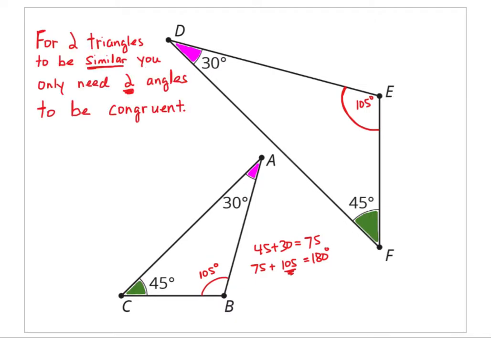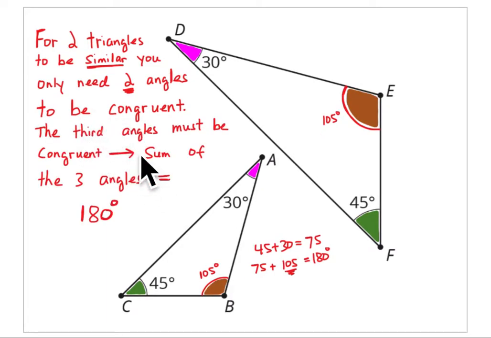And if I rotate them around, first of all, this has to be 105 degrees. So if this is 30 degrees and this is 45 degrees, it forces this angle to be 105 degrees. Well, in the similar triangle, it's the same idea. If this is 45 degrees and this is 30 degrees, it forces that third angle to be the same, 105 degrees. So these are congruent triangles.